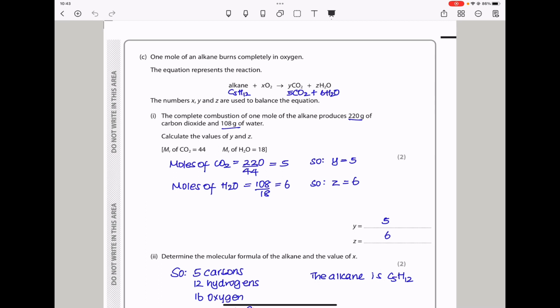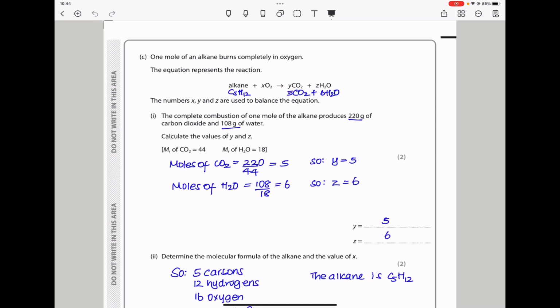So here we need to find the moles of carbon dioxide as well as the moles of water and then get the ratio. So the moles of carbon dioxide are going to be 220 divided by 44 and I get 5 moles. And the moles of water are going to be 108, which is the mass, divided by the molar mass, which is 18, and I get 6. So the ratio is going to be 5 to 6. If the ratio of carbon dioxide to water is 5 to 6, it means Z is going to be 6 and Y is going to be 5.